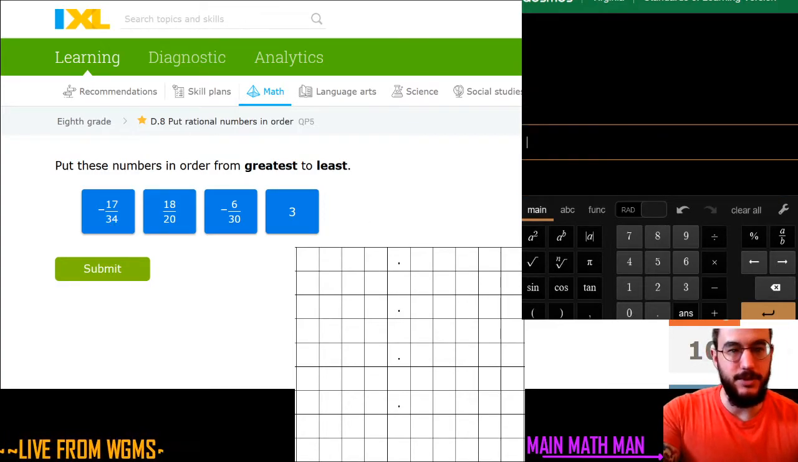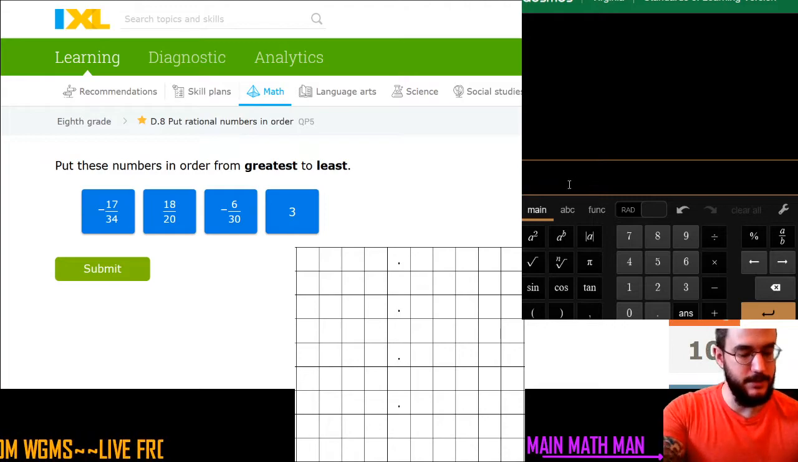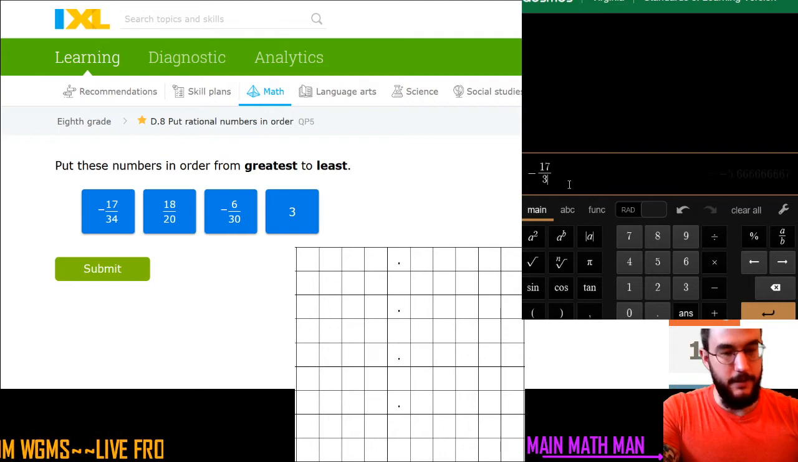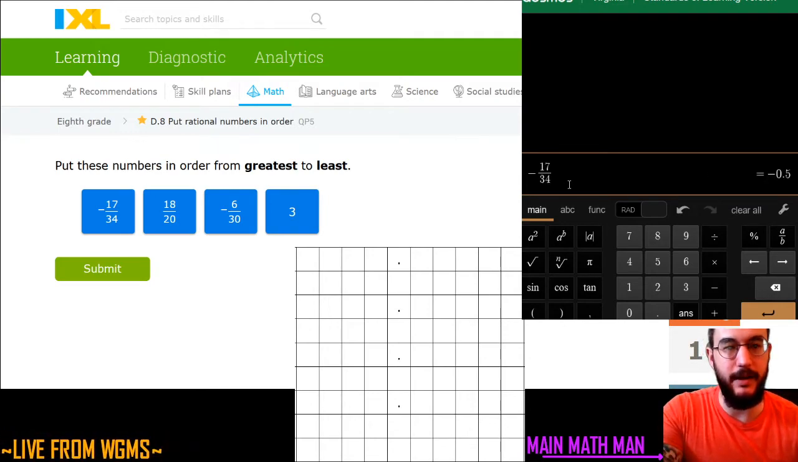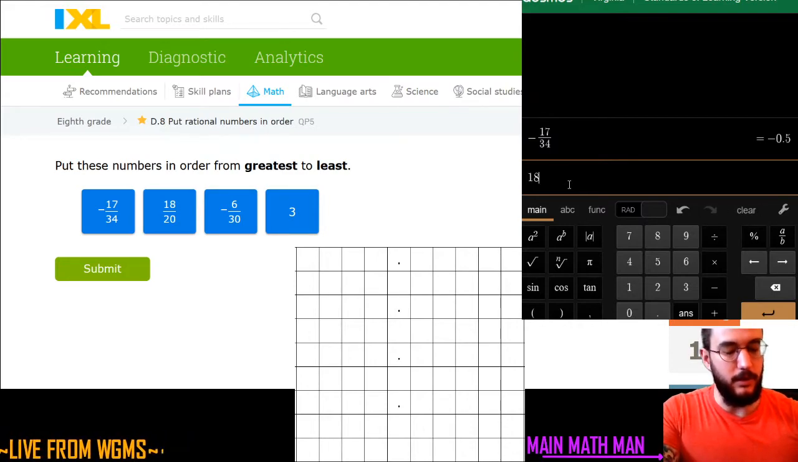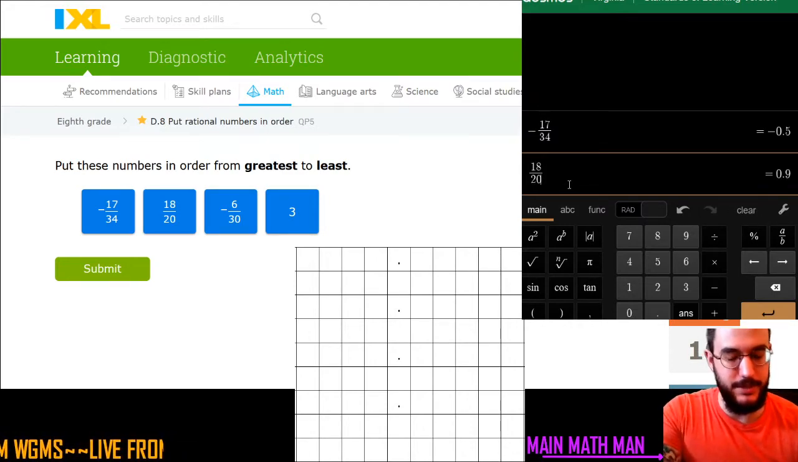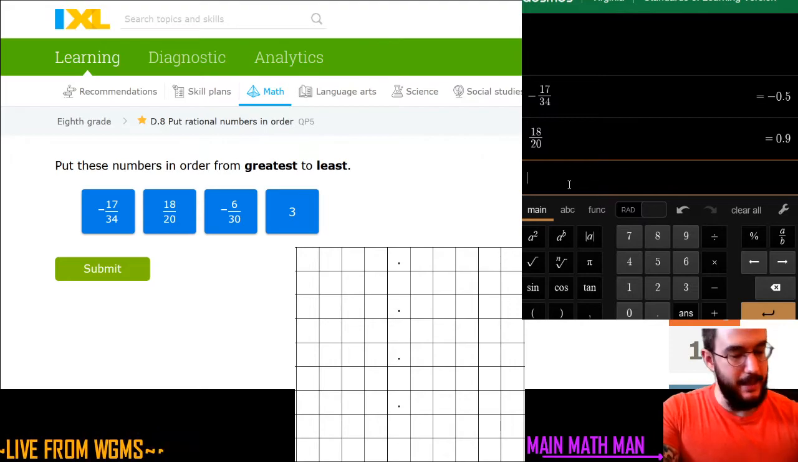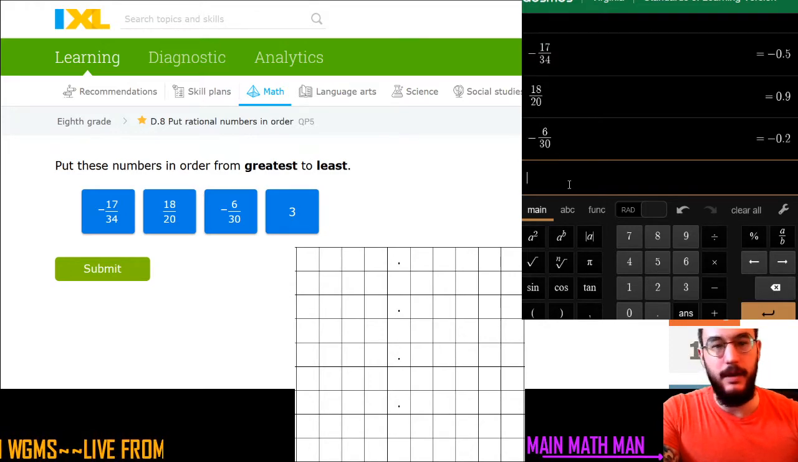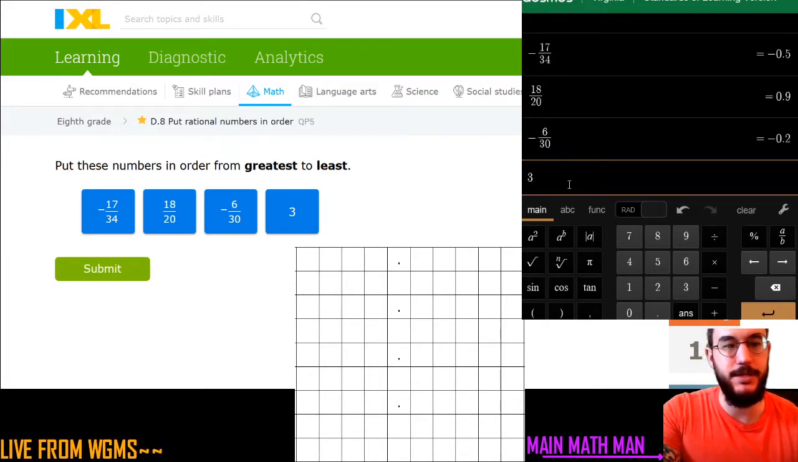Actually, let me read left to right. So I have negative, and I have 17 over, and then 34. I have my decimal value as -0.5. I have 18 over 20, which is 0.9. I have -6 over 30, which is -0.2. And I have 3, which is just that decimal.